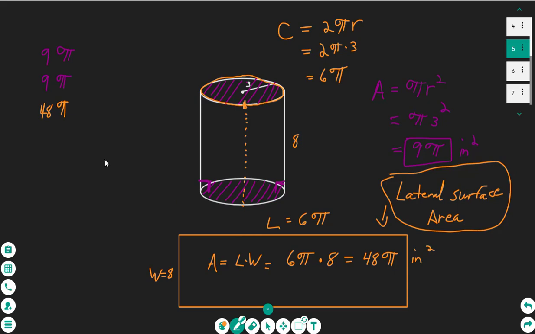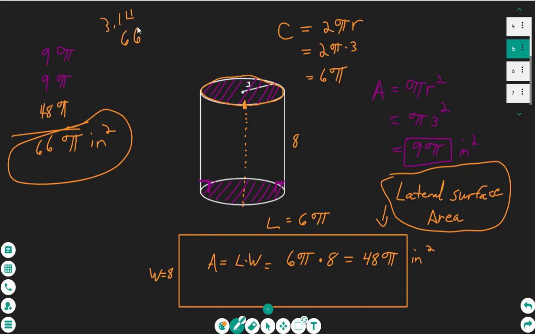We have 9 and 9 for our top and bottom. Those are all of our sides. We're ready to add this up. So if we add this up, what do we end up with? 9 and 9, 18, 48 plus 18 is 66 pi inches squared. Now you could certainly multiply the 66 by the 3.14 if you wanted to, and come up with a number, and then put your inches squared. I'm just going to leave it as 66 pi inches squared. All right, so that is the surface area for a right prism.